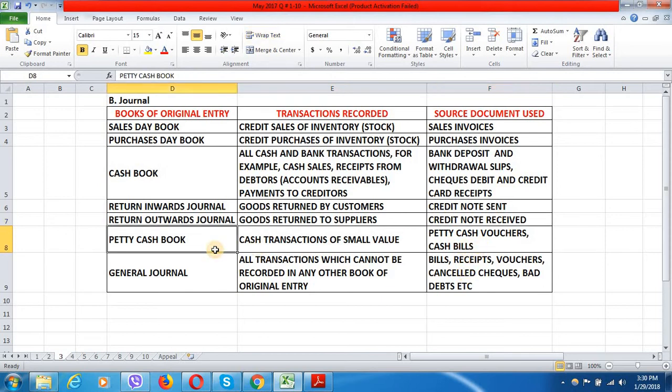The sixth one is petty cash book. In this book of original entry, all cash transactions of a small value are recorded, and to record these transactions petty cash vouchers, cash bills, etc. are used as source document. The last one is general journal. In this book of original entry, all transactions which cannot be recorded in any other book of original entry are recorded, and to record these transactions bills, receipts, vouchers, cancelled checks, bad debts, etc. are used as source document.